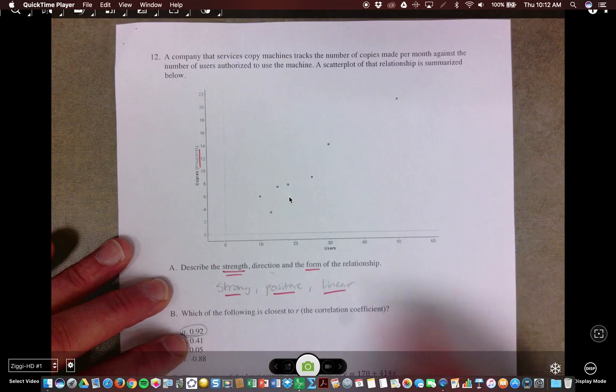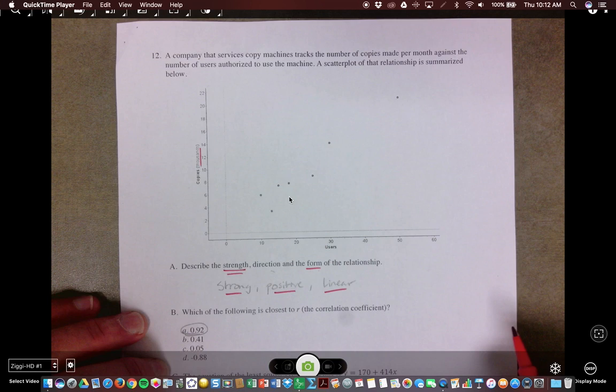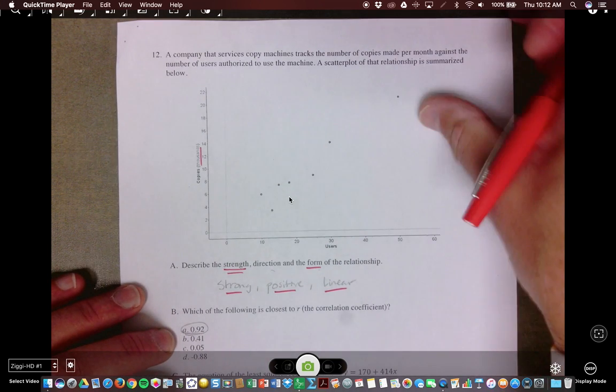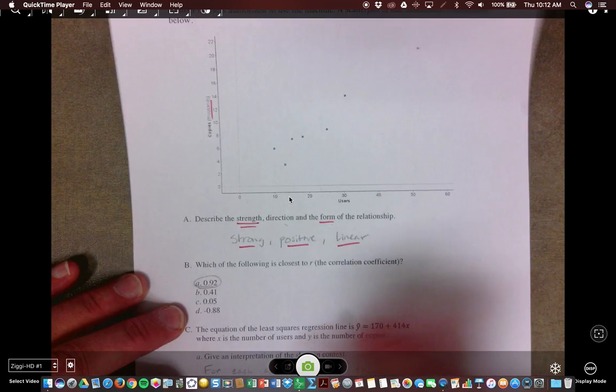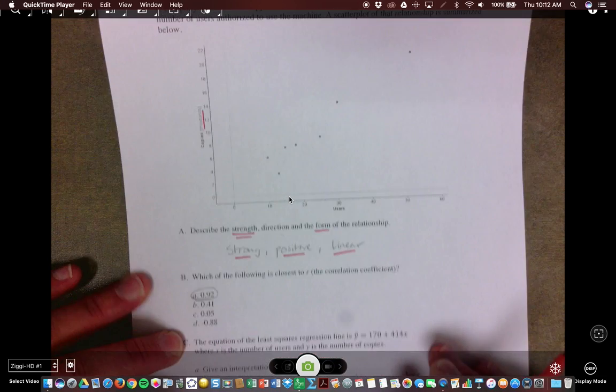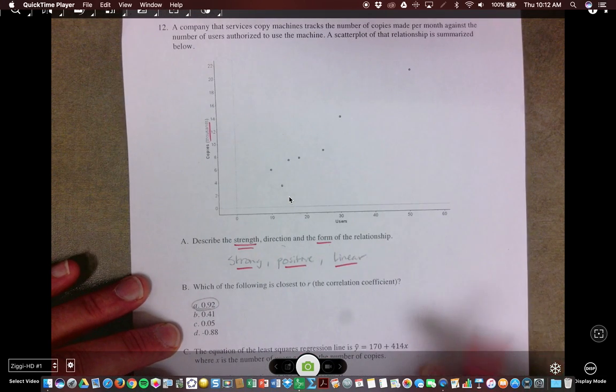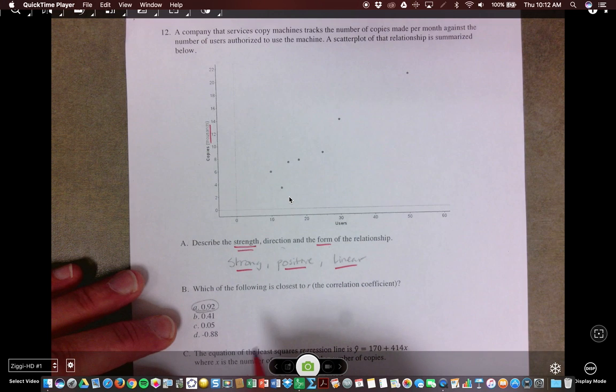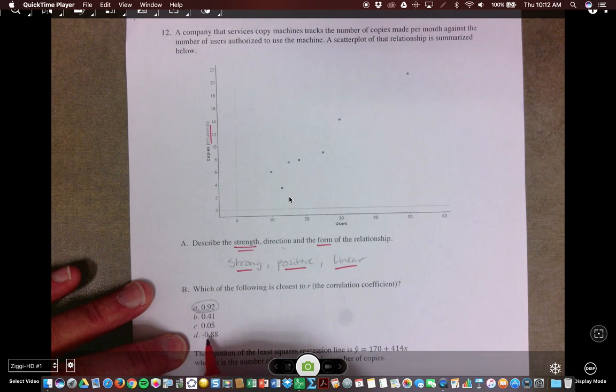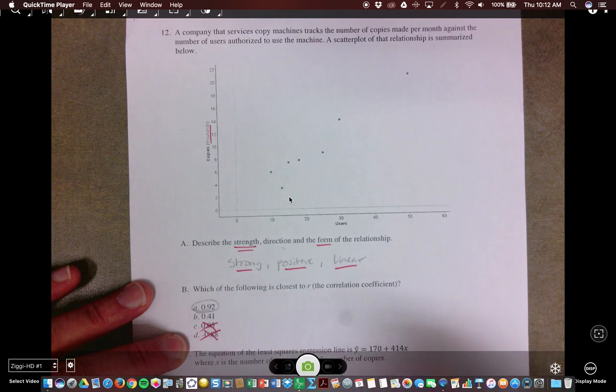All right, this one, it seems to me like a linear model is probably a decent model. So strong and positive and linear. Which of the following do you think is closest to the correlation coefficient? Because this is a pretty strong positive association, I'm going to throw out the negative choice. I'm also going to throw out the one that's close to 0.